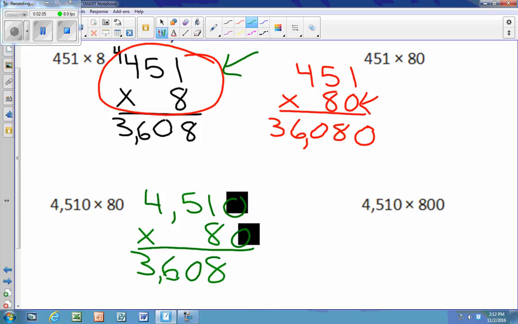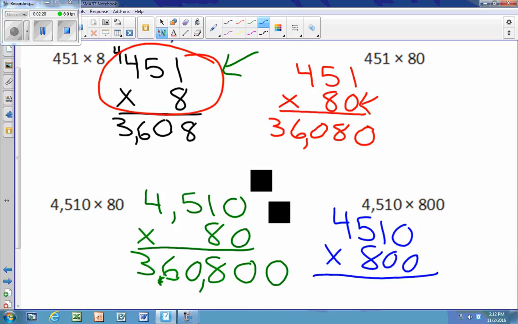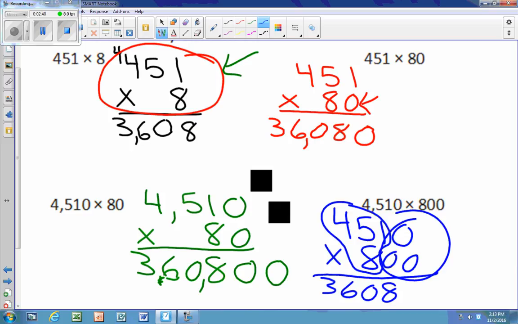And then I'm going to remove these two boxes that I have here, covering my zeros, which shows that I have 2 zeros I need to put back in. I'm going to put them back in and get rid of this comma here because it's no longer there. And I have 360,800. Next, I'm going to rewrite this one. This time I'm going to just imagine covering the zeros and know that I'm working right here with 451 times 8, which was 3,608. And now I have these 3 zeros here I have to put back in. I put my 3 zeros in, and I end up with 3,608,000.